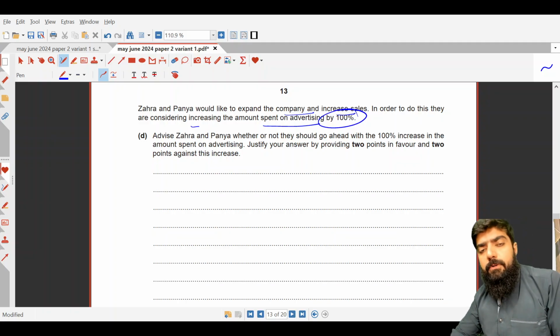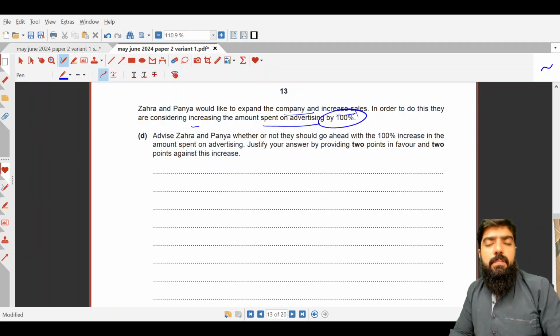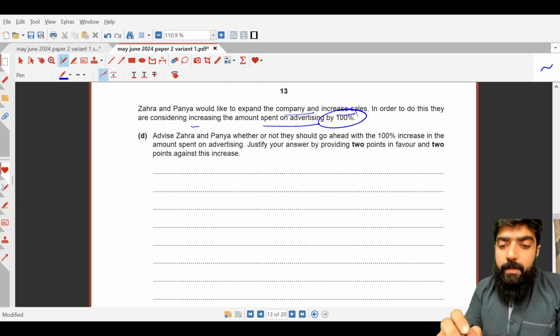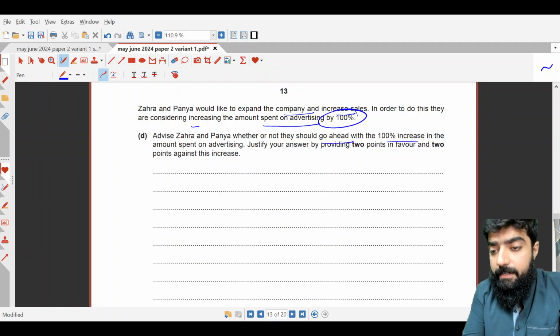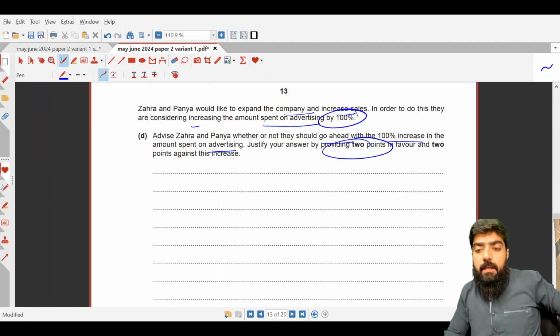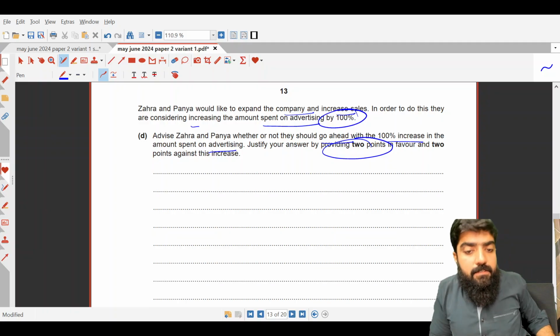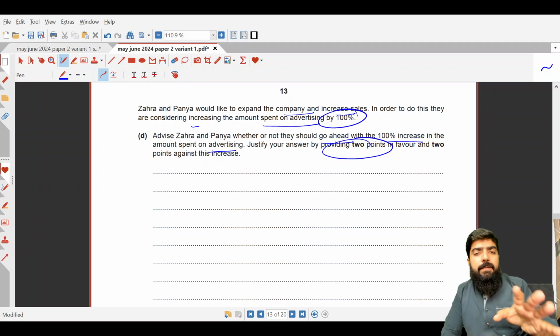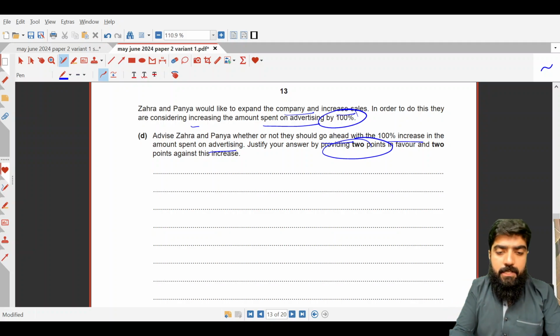Now, what they are doing, they want to increase the sales, and obviously, what they want to do, they want to increase the advertisement by 100%. Now, whether or not they should go ahead with the 100% increase in the amount spending on the advertisement, justify your answer by giving 2 points in favor and 2 points against the increase. So we need to give basically the advantages and disadvantages over here.